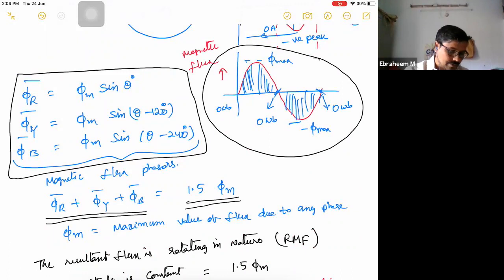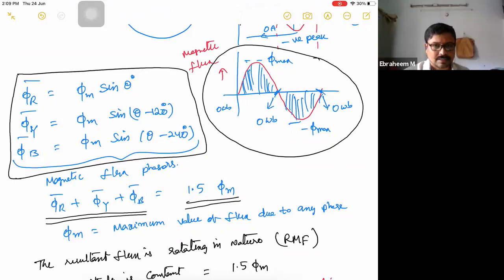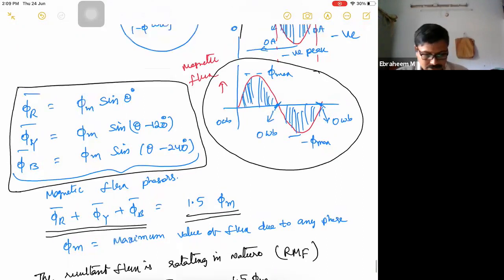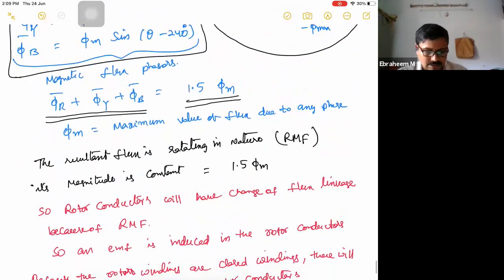What is the magnitude of the rotating magnetic field? 1.5 times phi max. Phi max is the maximum value of flux produced by any of the three phases. So that is the magnitude, and related to its speed.